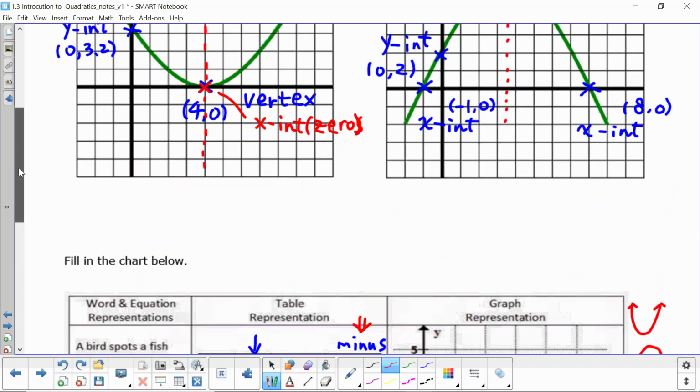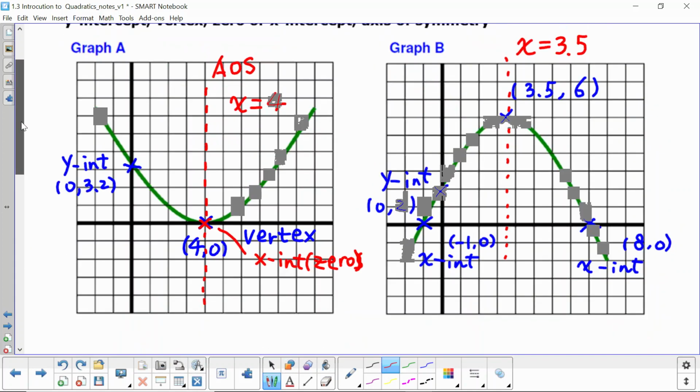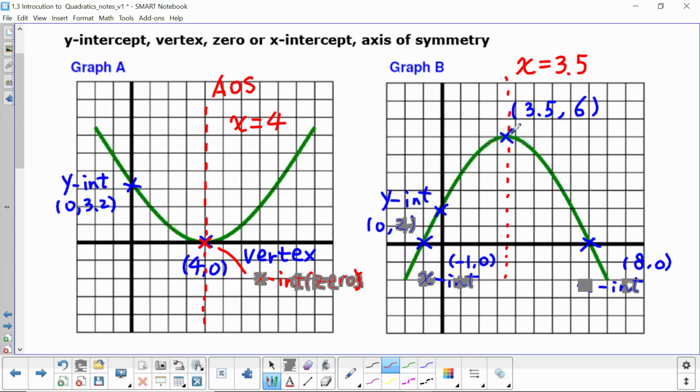Okay, and you need to know all these terms: vertex, the lowest or highest point; x-intercept, the points on the graph that intersect with the x-axis; and y-intercept, where the graph intersects the y-axis. The axis of symmetry is a line that passes through the vertex. It's a vertical line, okay? AOS. So these are all the terms you should know.